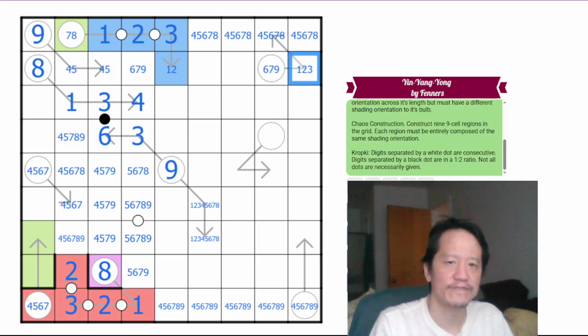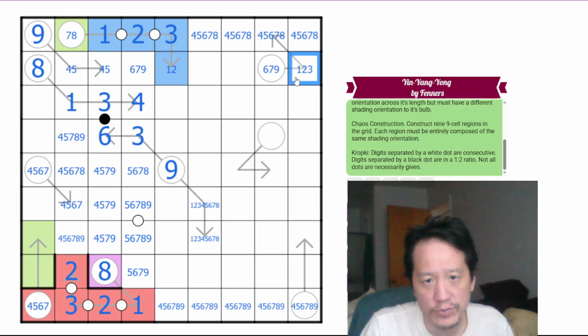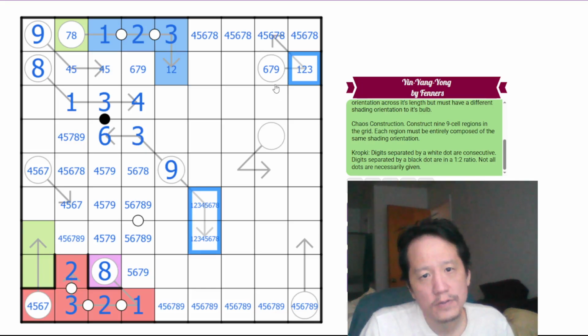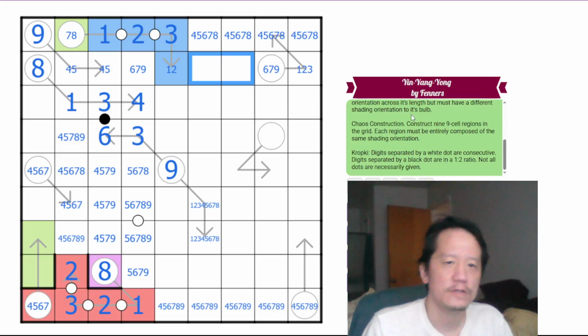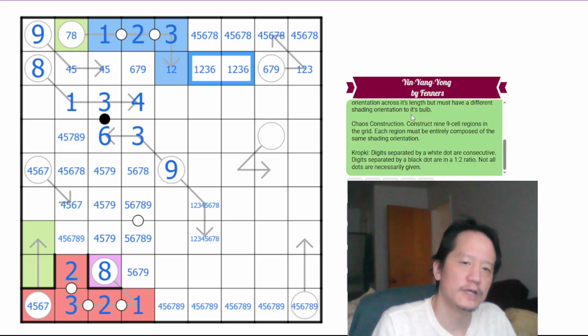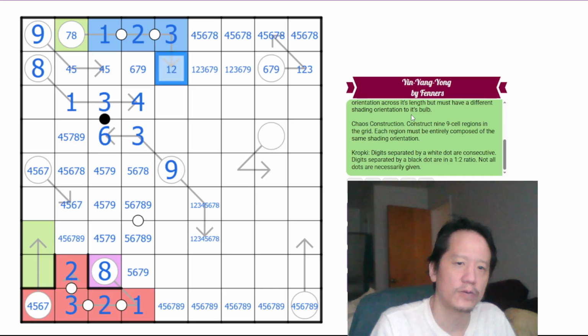This could be 1, 2, 3. It cannot be 4 or 5. And it has to contain 1, 2, 3 then. This must be 1 from 1, 2, 3, and it has to have 6, 7, 9 here.